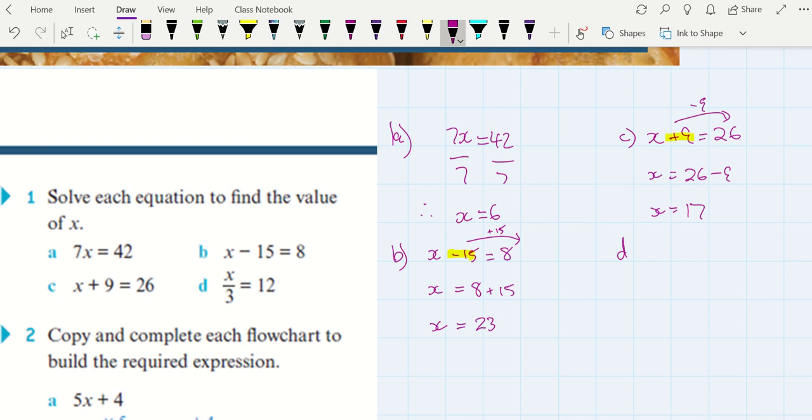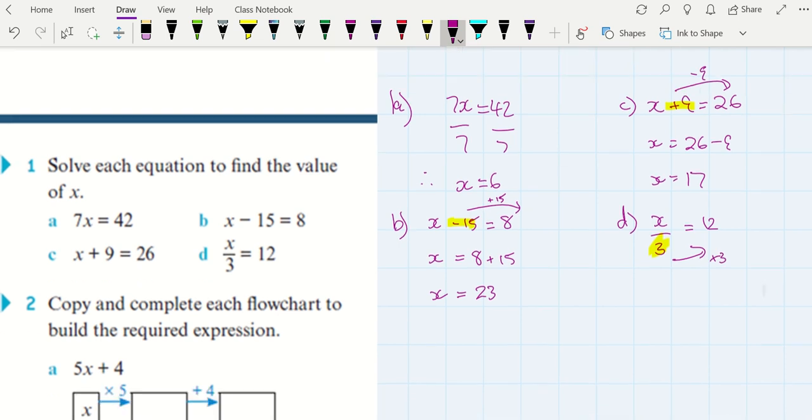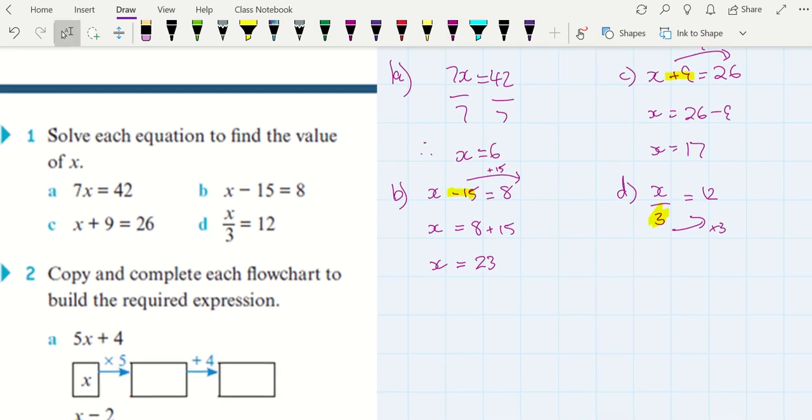Okay, and D, x over 3 equals 12. So the opposite of divided by 3 is going to be multiplied by 3. So when we move that to the other side of the equal sign, it's just going to look like this. X equals 12 times 3. That looks like x should equal 36 then.